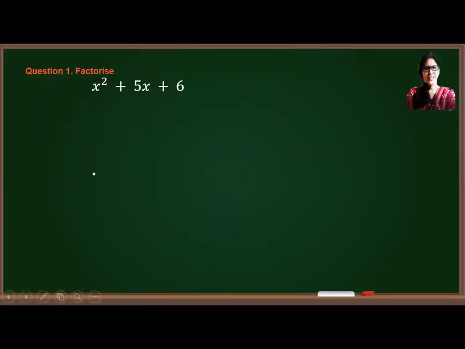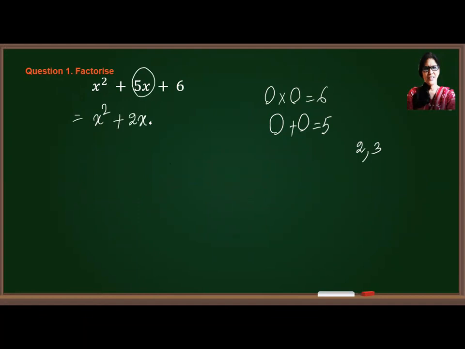First question, I was discussing this question. Here also the same question is there. So what we'll do, you will think of the numbers whose product is equal to 6 and whose addition is 5. We have done it. It is 2 and 3. So I'll write x square, and this 5x I'll write as 2x plus 3x. This is the meaning of splitting. Splitting 5 into 2 and 3, plus 6.